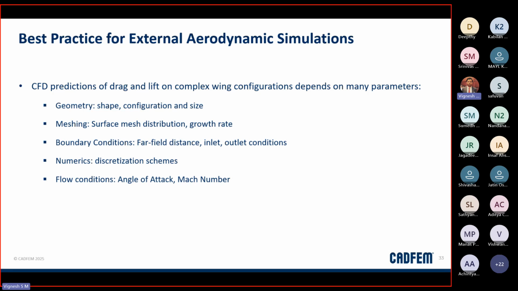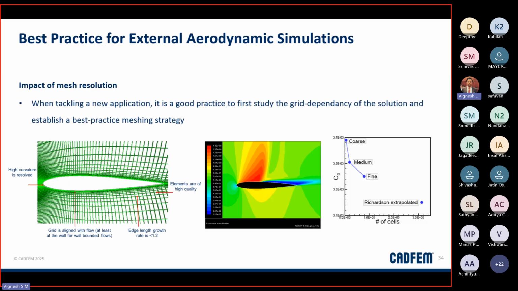So we have to make sure that if the angle of attack is higher and you're expecting a huge force, you're using the right turbulence model. And when it comes to Mach number, if it's high, compressibility effects are there. Make sure you're choosing the right turbulence model and the right setup. So these are all the factors to focus on when it comes to best practices.